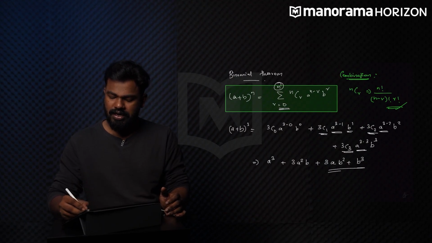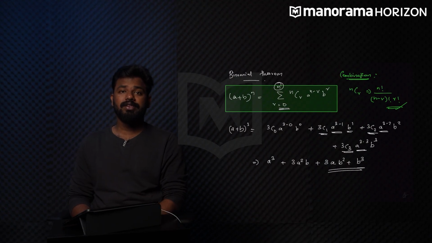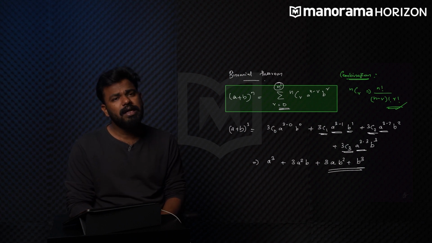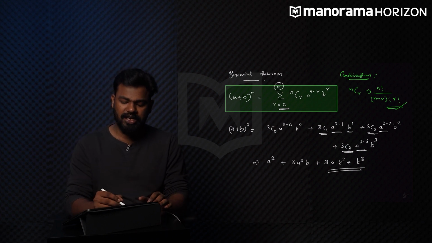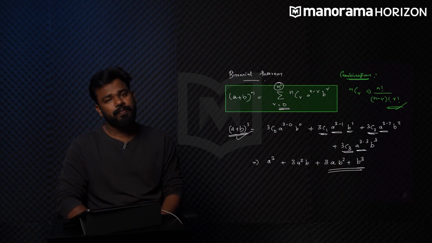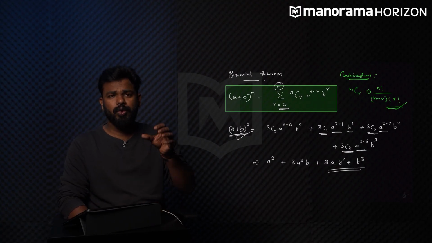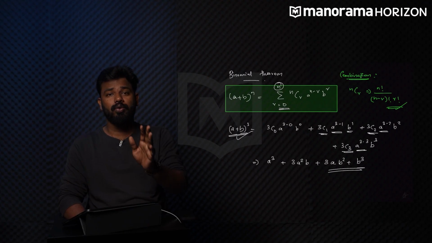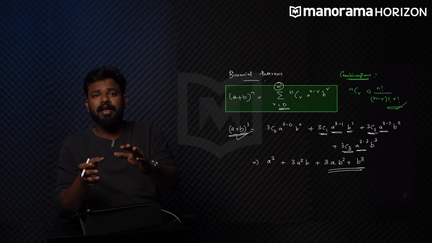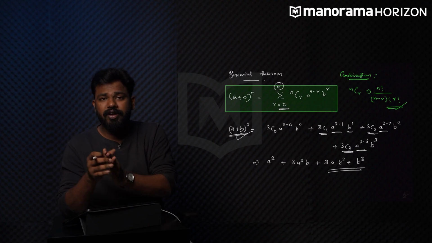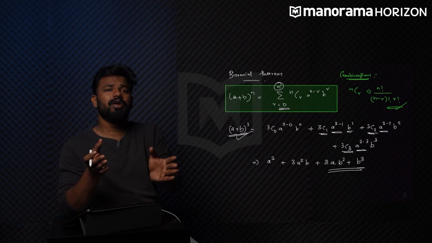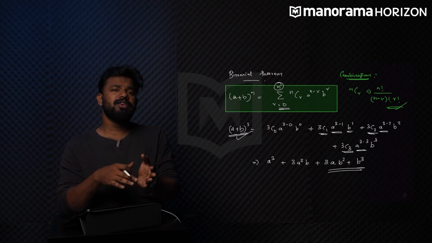So this is a raised to 3 plus 3a square b plus 3ab square plus b raised to 3, which gives us the expansion of a plus b the whole raised to 3. So understood how, using binomial theorem, using a simple tool of combination, we integrated that tool along with the formula and we got a theorem which states that a plus b the whole raised to n can be written as sigma r is equal to 0 to n.